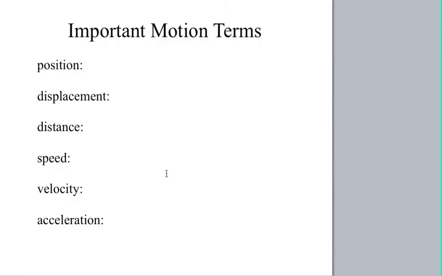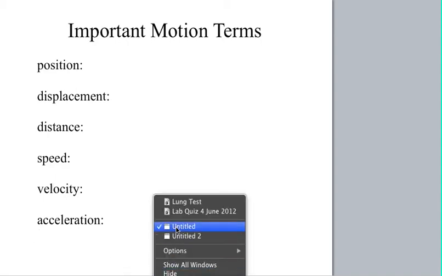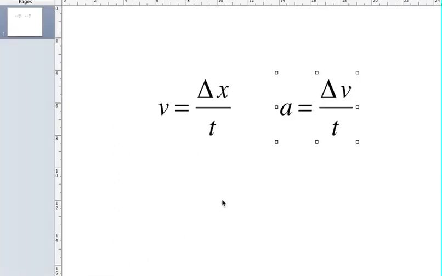Okay, so again, our terms are position, displacement, distance, speed, velocity, and acceleration. And in terms of actual formulas to figure these things out, we have a formula that's important for velocity. It's equal to your displacement divided by time, and your acceleration is equal to your change in velocity divided by time. Velocity again is measured in meters per second. Acceleration is in meters per second divided by second. So it's meters per second per second.